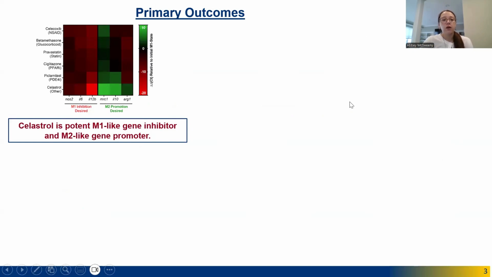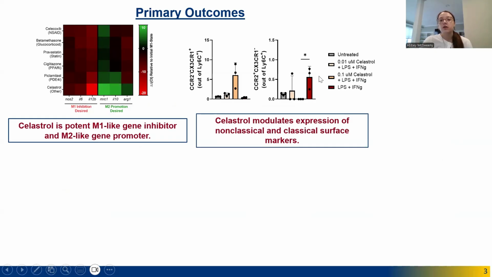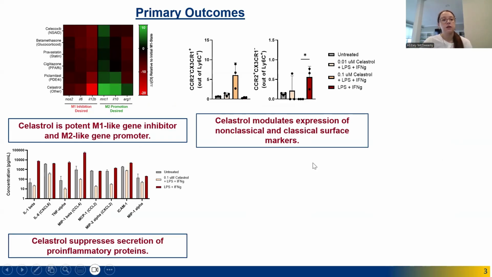Our primary outcome is that we saw that Celastrol is a potent M1-like gene inhibitor and potent M2-like gene promoter. Celastrol is also able to modulate the expression of non-classical and classical surface markers. When treated with 0.1 micromolar Celastrol, we downregulated CCR2 and upregulated CX3CR1 in monocytes.